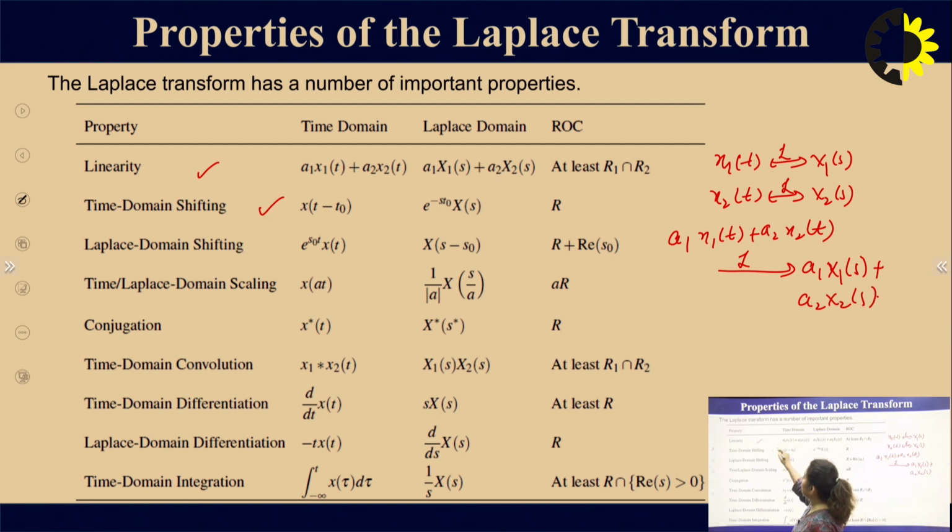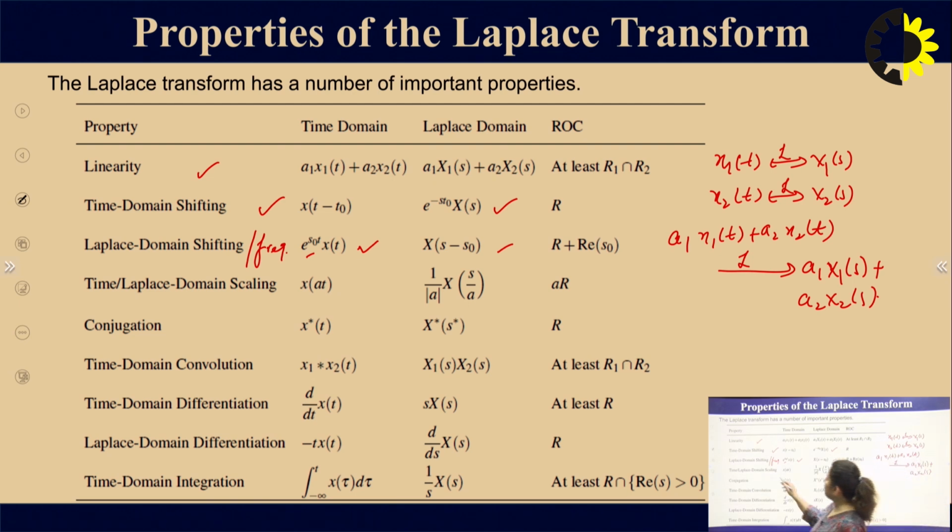The second property is time domain shifting, x(t minus t naught). If we shift in the time domain, we multiply by an exponential term in the frequency domain, so it becomes e to the power minus s t naught X(s). Then Laplace domain shifting, or frequency shifting: we multiply by an exponential term in the time domain, and we get a shifted frequency in the frequency domain. So e to the power s naught t x(t) becomes X(s minus s naught).